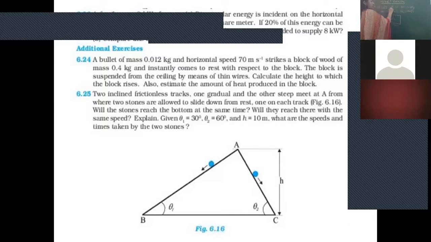And since it is tied to the ceiling with the help of threads, what will happen when the bullet becomes a part of this block? The block will be raised through a certain height. The bullet is inside the block and it will get raised to a certain height. That height we are supposed to find. Okay, so this is the situation.